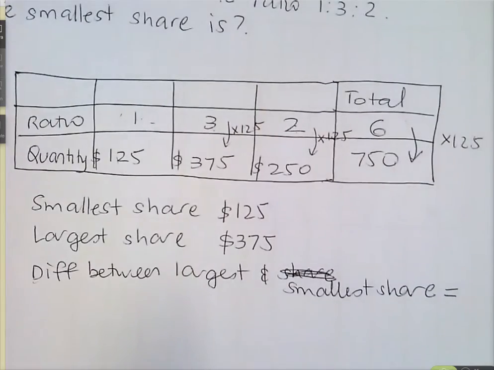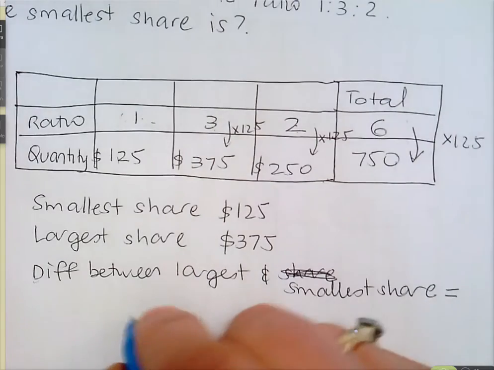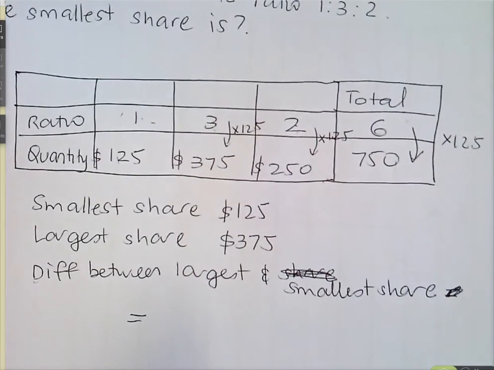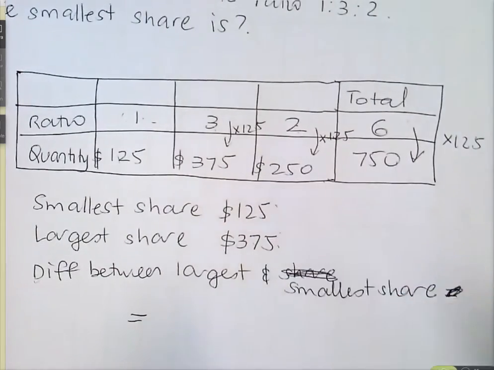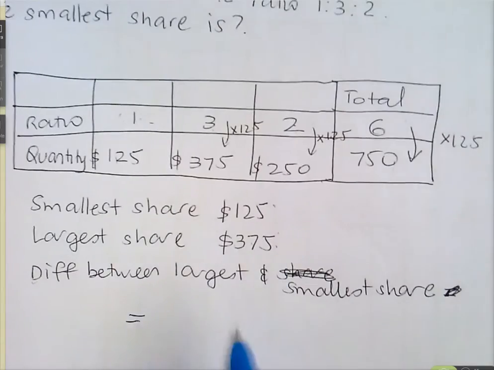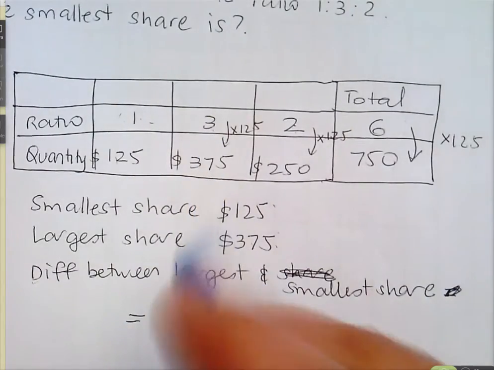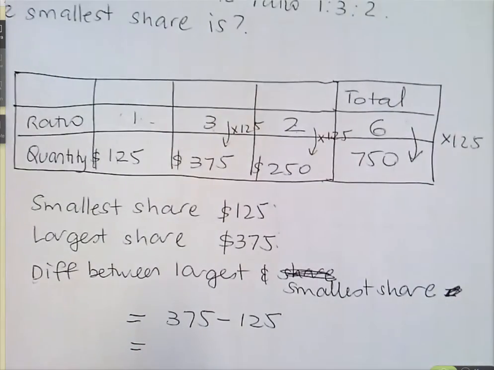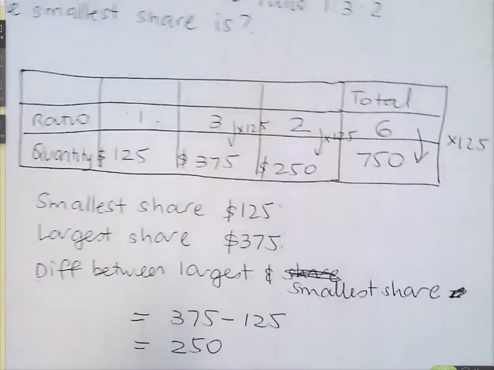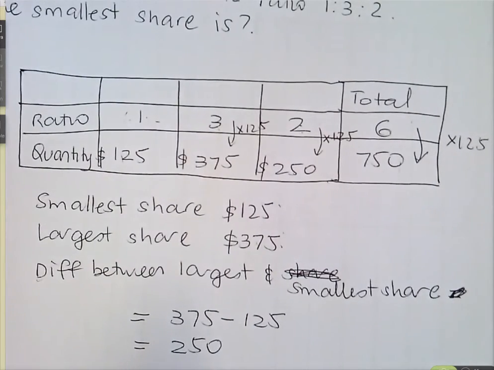So, the smallest share is 125. The largest share is 375. Once you've worked out your whole table, I can ask you any question now. What's the difference between the largest and the smallest share? What would you subtract? Difference means subtract. How would you do it? 375, the largest, minus the smallest, 125. So the difference between the largest share and the smallest share is 250.